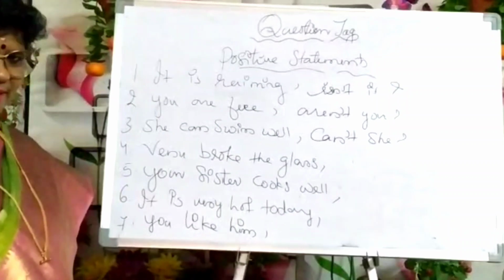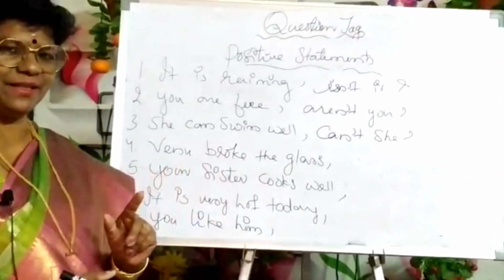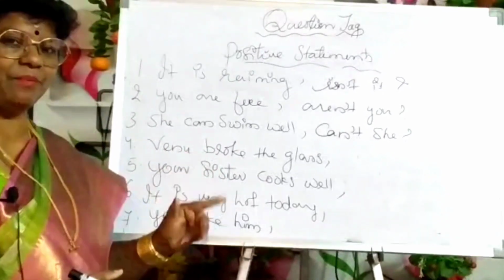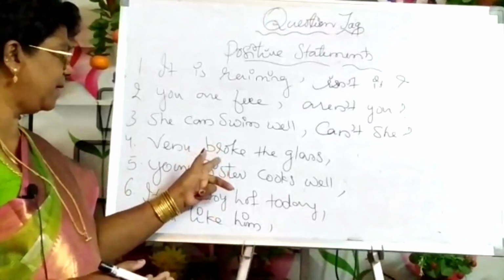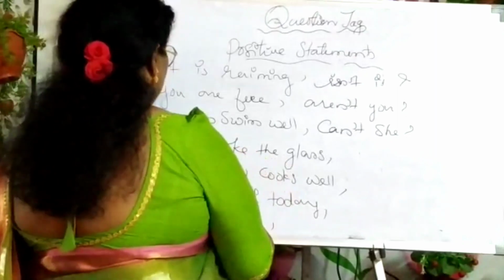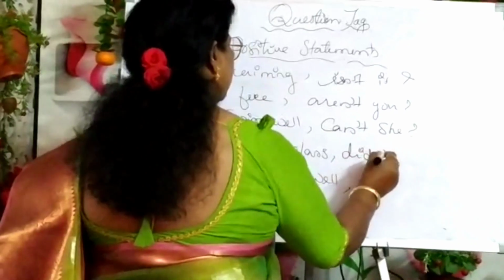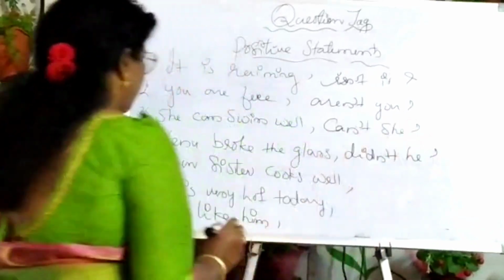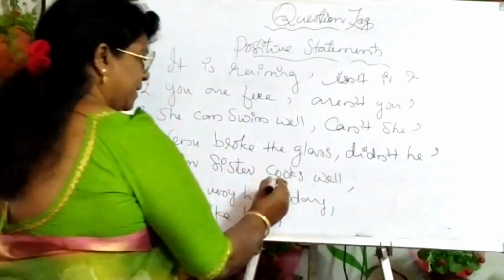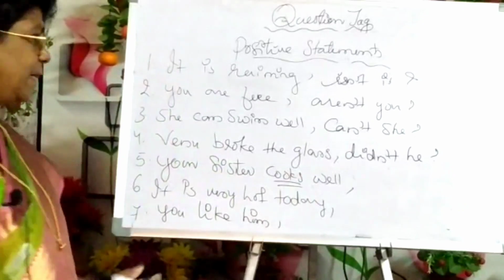Venu broke the glass. Whenever we get verbs like this, what do we have to do? Break the verb. Broke is did plus break. So we can take the auxiliary as did. Didn't he? Your sister cooks well. We have to break cooks: does plus cook. Doesn't she?